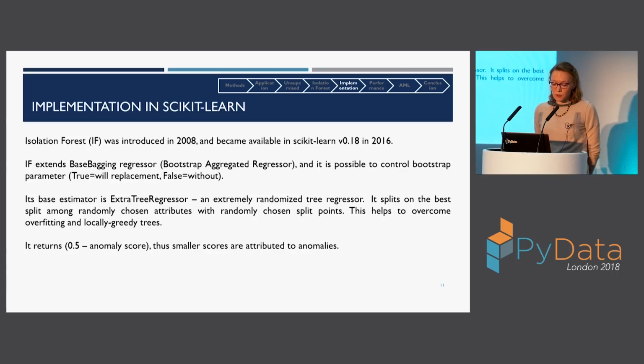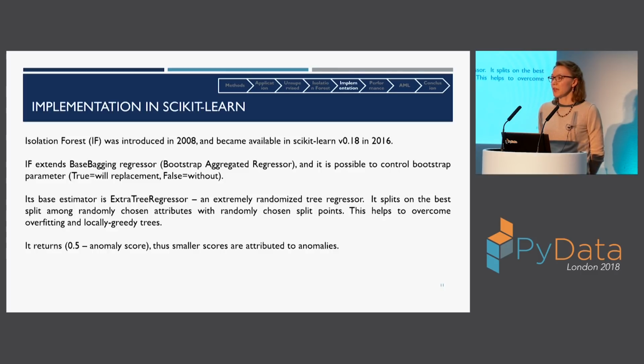The model isolation forest was introduced in 2008 and became available in scikit-learn in 2016, so in the previous version to the current one. It extends the bootstrap aggregated regressor, and it's possible to use it both with and without replacement. By default, it's without. And as I said already, its base estimator is the extremely randomized tree regressor.